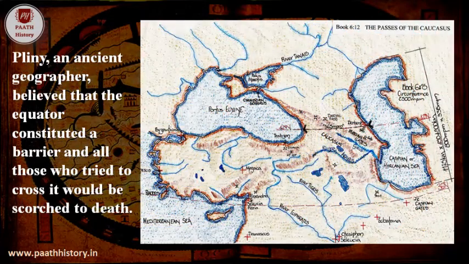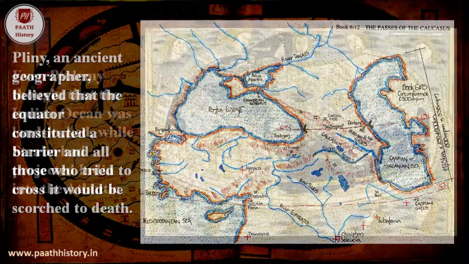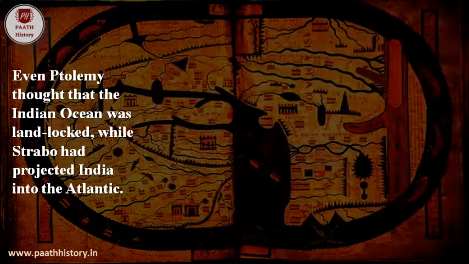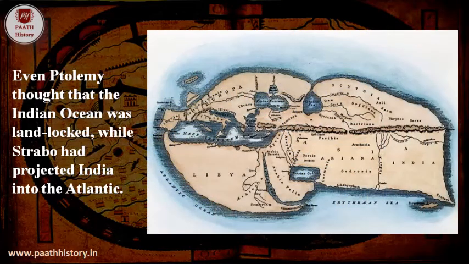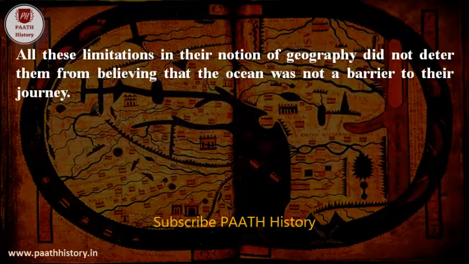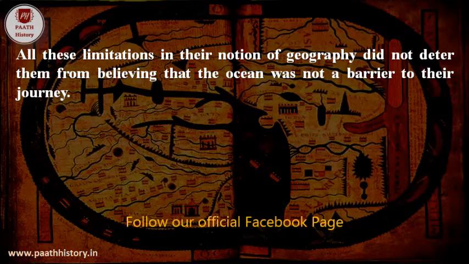Pliny, an ancient geographer, believed that the equator constituted a barrier and all those who tried to cross it would be scorched to death. Even Ptolemy thought that the Indian Ocean was landlocked, while Strabo had projected India into the Atlantic. It was Toscanelli who asked Columbus to sail westward from Lisbon on the same latitude to reach Asia.